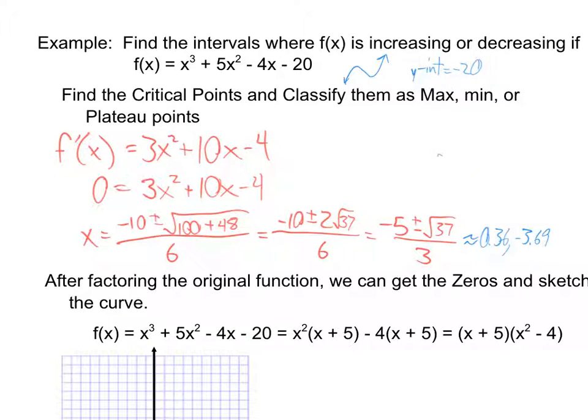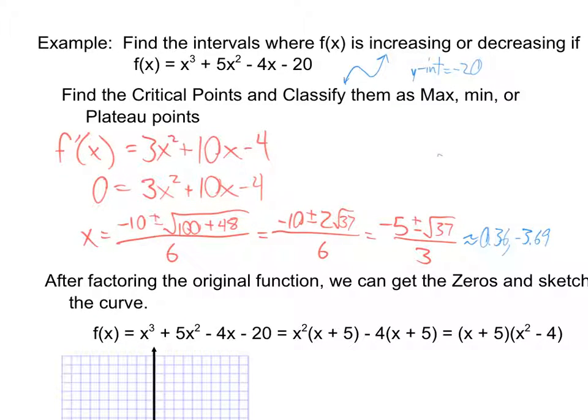Alright, so now that we have the critical values here, we can plug them into our original function. And by the way, don't forget on the calculator, there are easier ways to do this. Just to review real quickly, if I have negative 5 plus the square root of 37 divided by 3, and I store that in x, remember I can simply type in that function.